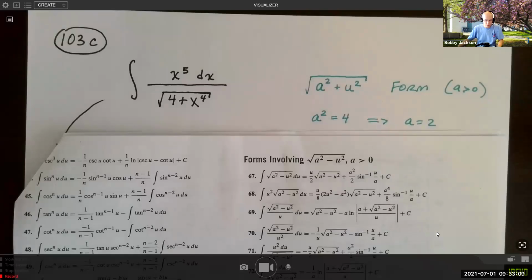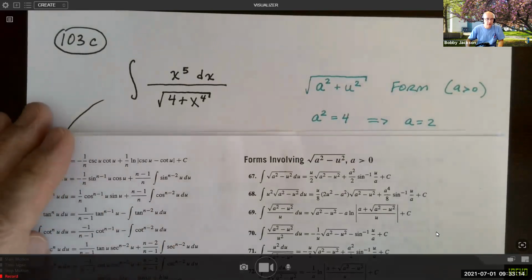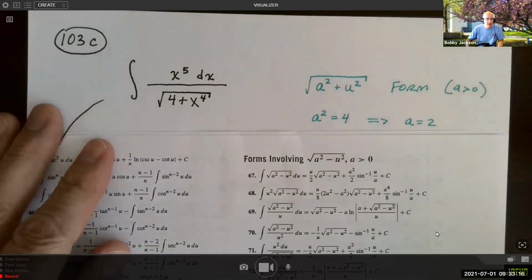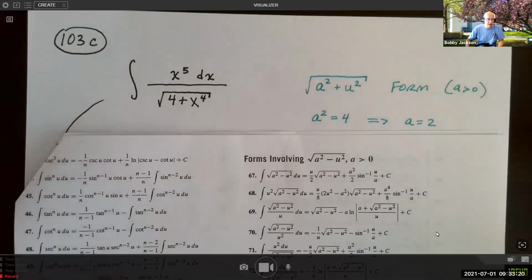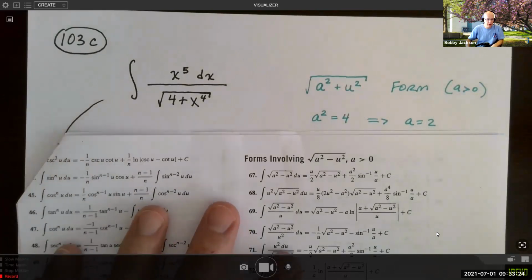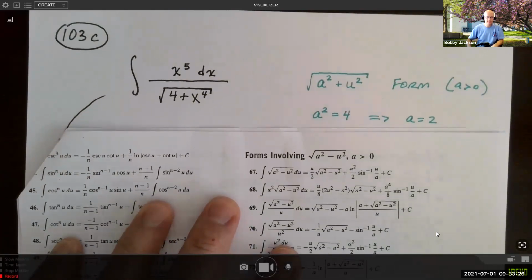So let's take a look at number 103C. And this integral is going to be done via the tables of integrals. And there is a table of integrals that is included with our textbook. Got a printout copy down here that I'm going to be using.